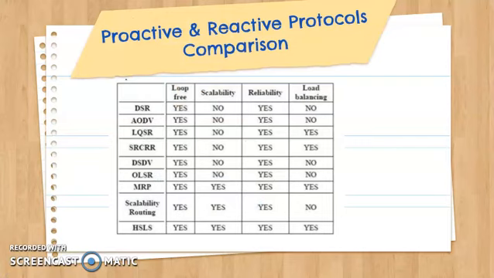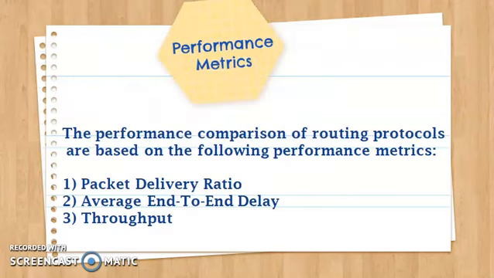Let us now talk about the proactive and reactive routing protocols comparison. The table shows the various routing protocols which are compared on the basis of scalability, reliability, load balancing, and also whether they are loop free or not. Performance metrics. The performance comparison of routing protocols is based on the following performance metrics. First, packet delivery ratio. Second, average end-to-end delay. Third, throughput.